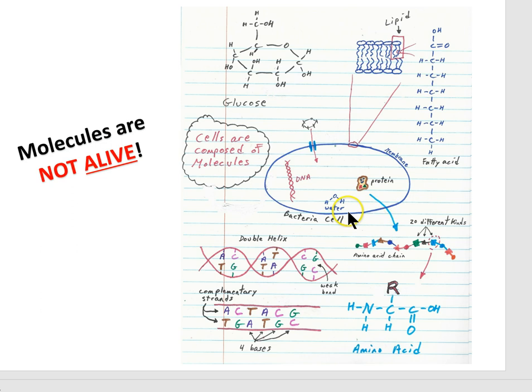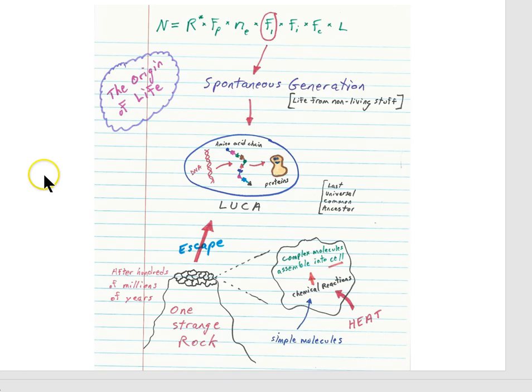This means that the emergence of life on Earth is an example of what scientists call spontaneous generation. Let's go back to our Drake equation. The next term in the equation, after N sub E, is the fraction of the habitable worlds where life emerges. Well, we just said living things were made of molecules. Cells are made of molecules, and molecules are not alive. So if non-living molecules assembled to form a living cell, that's an example of spontaneous generation, life from non-living stuff.